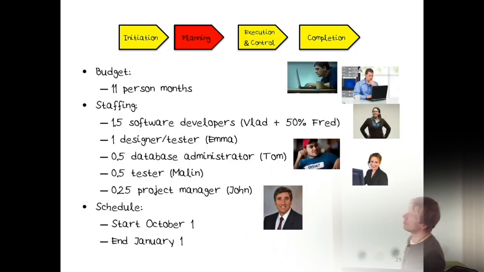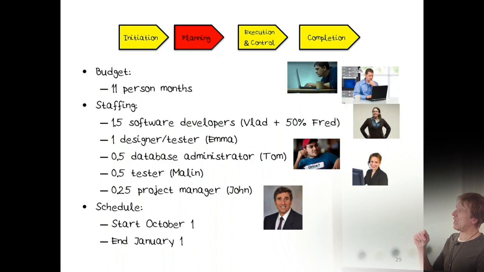Budget, 11 person months budgeted for this. And staffing, well, we have 1.5 software engineers. We have one designer, we have half of Tom. We have half of Malin's time as a tester, and then we have John as a project manager. And we're going to start October 1st, and we're going to end January 1st.